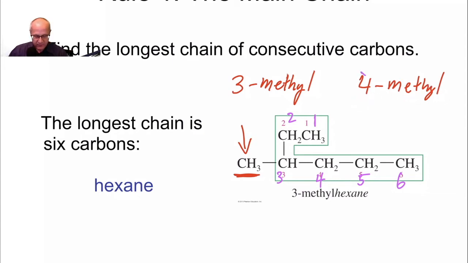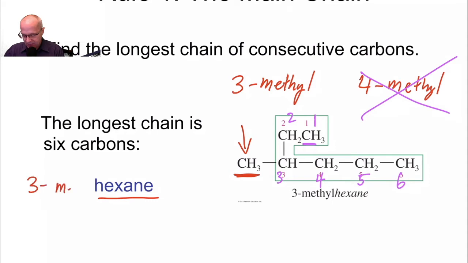So let's get rid of it. Don't even worry about it. Don't even think about it. It's not there. You always start numbering the carbons from the terminal carbon closest to the substituent, to the first substituent, okay? Closest to the first substituent. So this would be a hexane for sure. It's actually 3-methyl hexane. All one word. 3-methyl hexane.